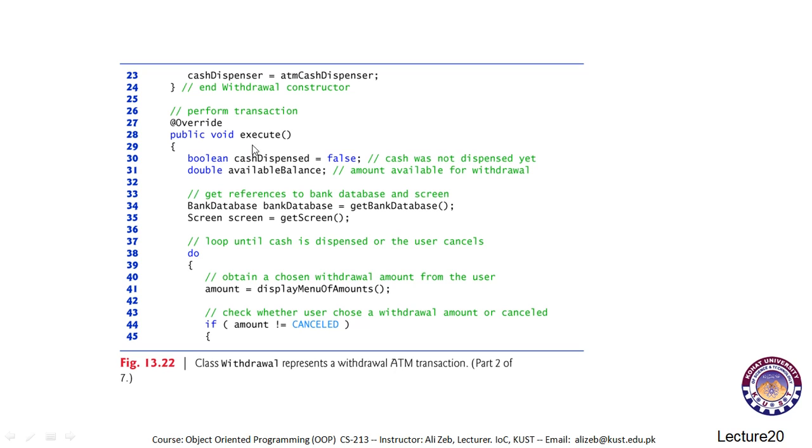This class must also implement the execute method, and since we are withdrawing cash from the ATM through this class, initially no cash is dispensed, and we need to have an amount that can be withdrawn. So this is the amount that the user should not exceed. The user cannot withdraw more than this amount from his or her account.